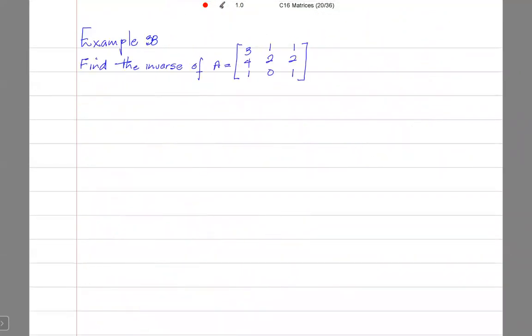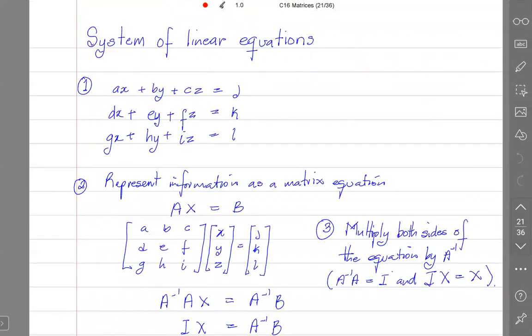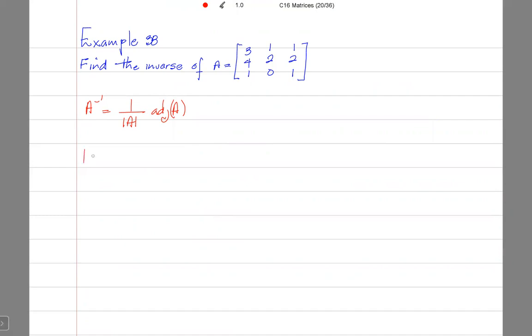All right, so essentially, next I want us to do it again. A inverse is equal to 1 over the determinant of A times adjoint A. Now, adjoint A is the transpose of the matrix of cofactor. So let's start by finding the determinant of A.